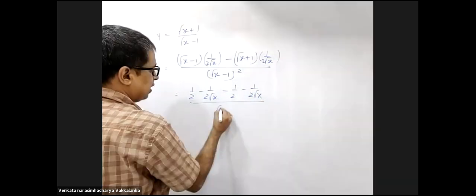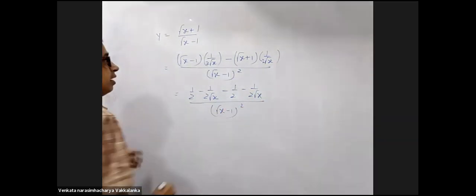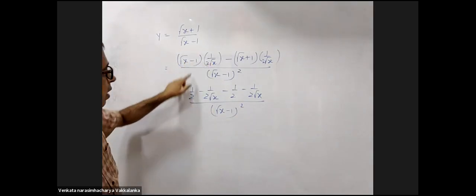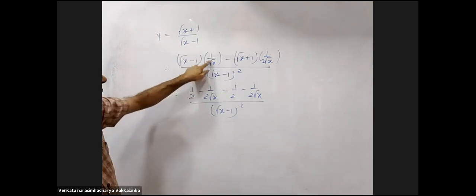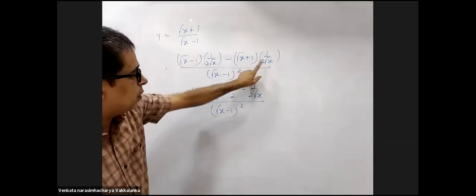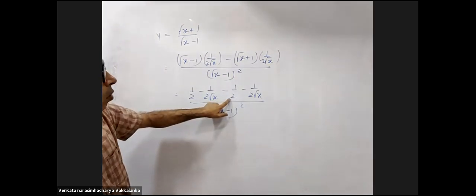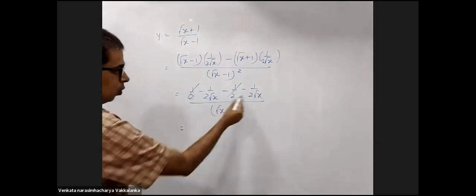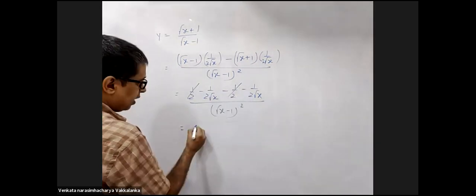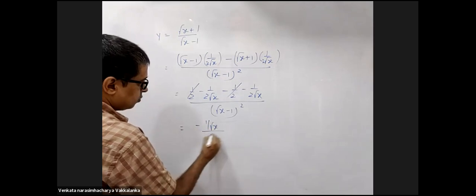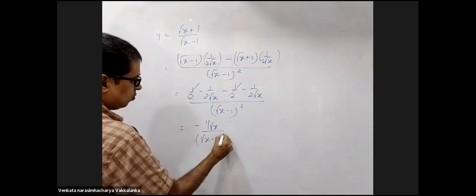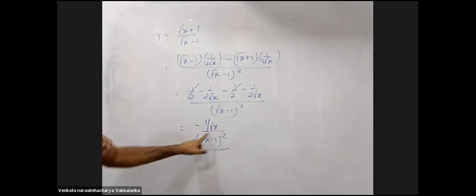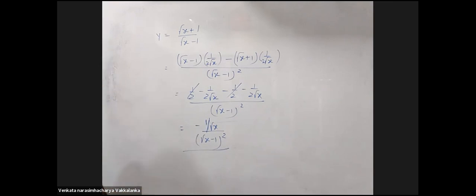Is my simplification correct? Yes, sir. Root x will get cancelled out. It is 1 by 2 minus 1 by 2 root x minus product of this will be 1 by 2, right? Half and minus half will go. This will become 2 times, that means 1 by root x upon root x minus 1 whole square. I think the remaining you will be able to simplify further. Just bring root x to the denominator. That is the answer.